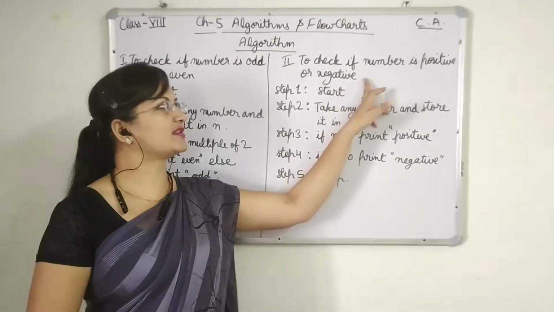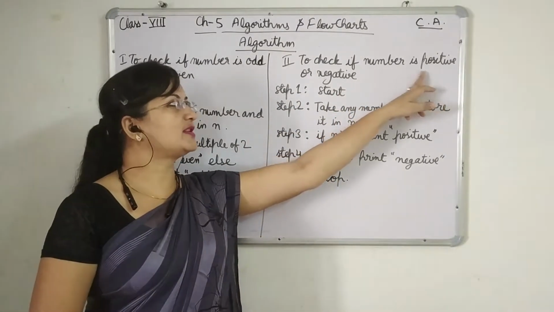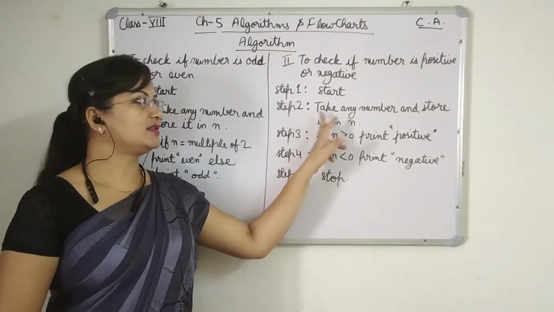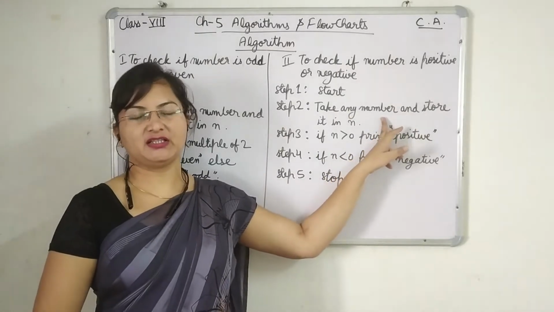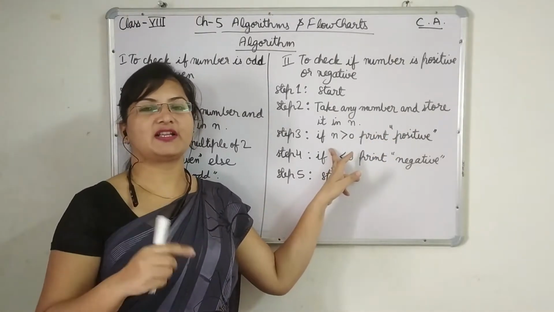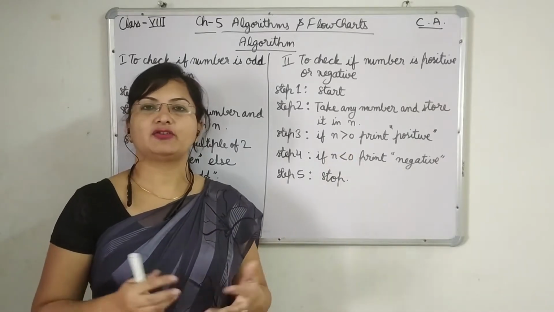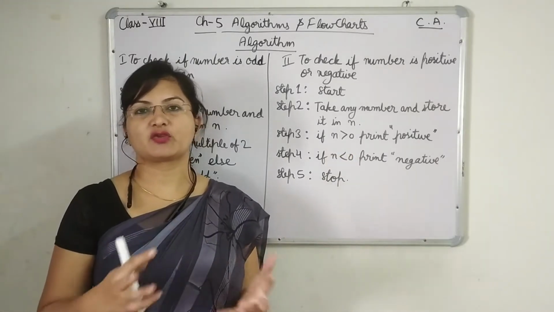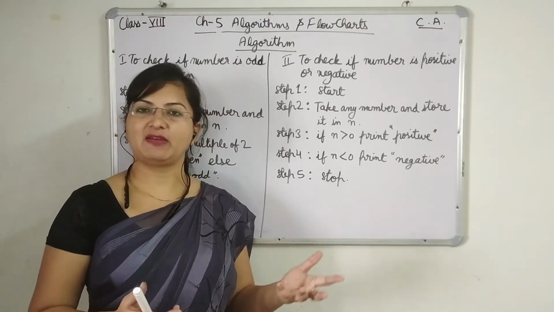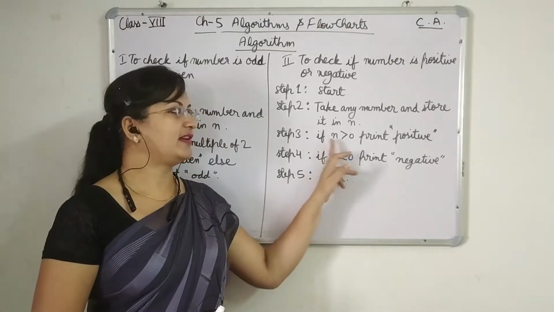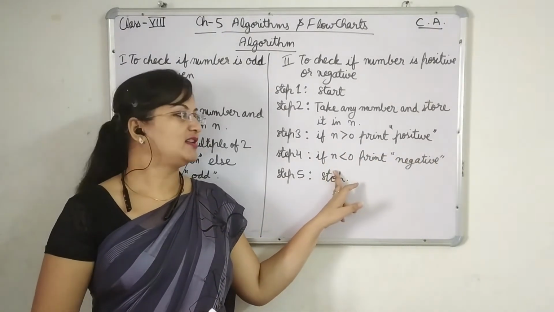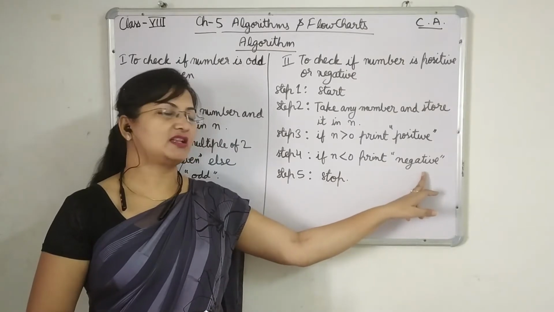The same way students, to check if the number is positive or negative, first step is to start. Then second, take any number and store it in n. The third step, you have to check whether it is greater than 0 or less than 0. Okay. You know very well, if it is greater than 0, it is positive number. And if it is less than 0, it is negative number. So same you have to write also. If n is greater than 0, then print positive. If n is less than 0, then print negative.